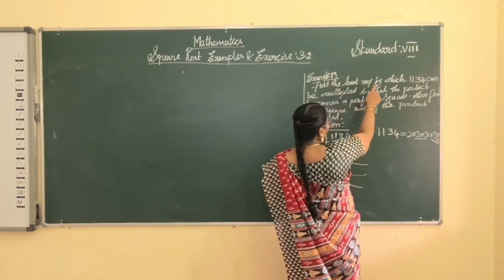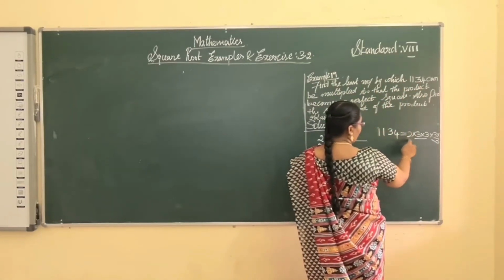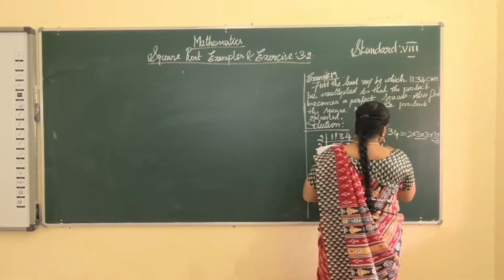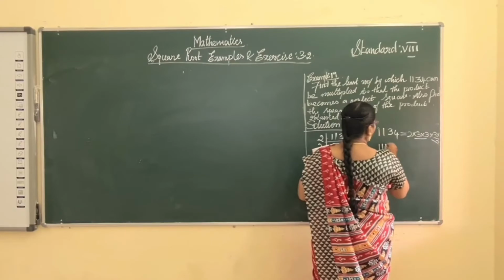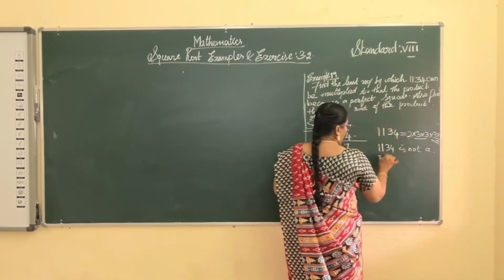So find the least number by which this number must be multiplied. So which number do we multiply to get the perfect square? 2. Okay. So 1134 is not a perfect square.